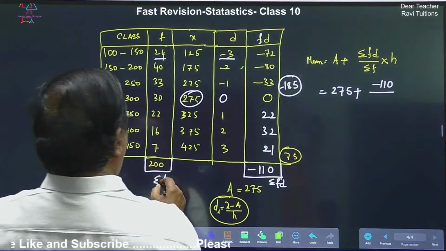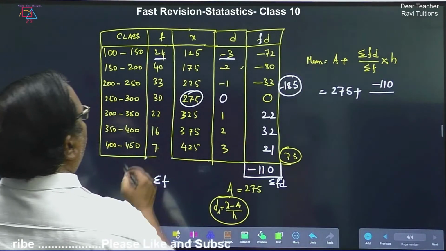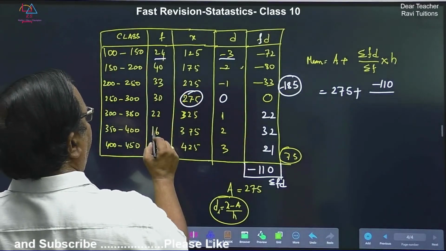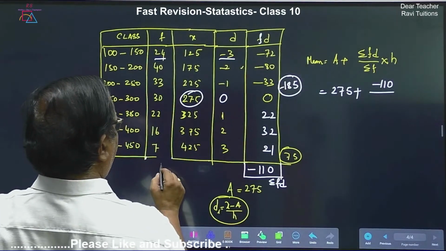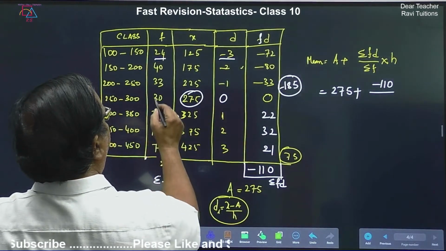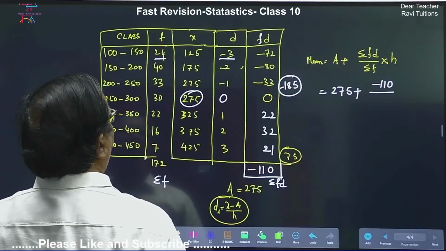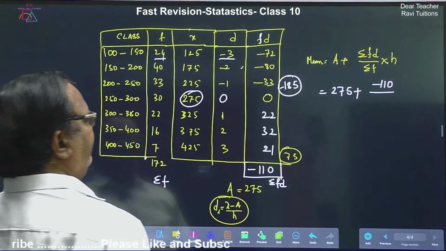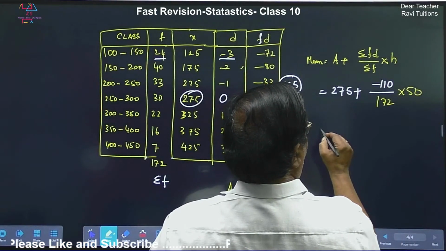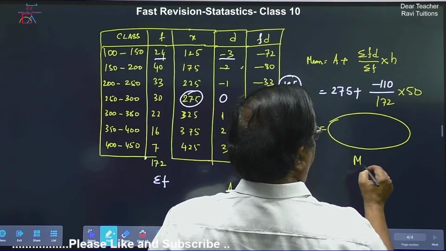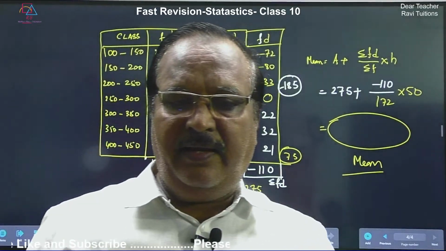So let us add all the things. 4, 7, 9, 15, 15 plus 7, how much? 15 plus 7, 22. 3, 5, 8, 11, 15, 17, 172. Okay. So 172 into 50. So if you simplify this, you will be getting the mean. Okay. So this is how you will be doing it.